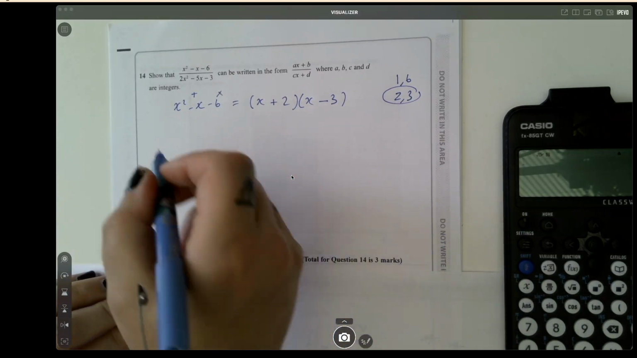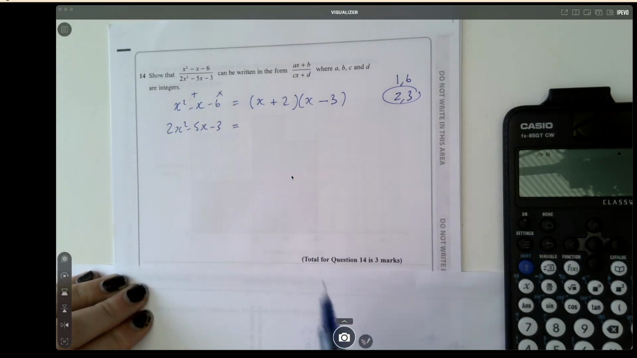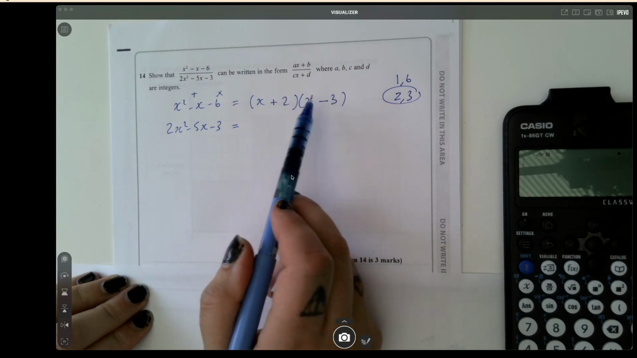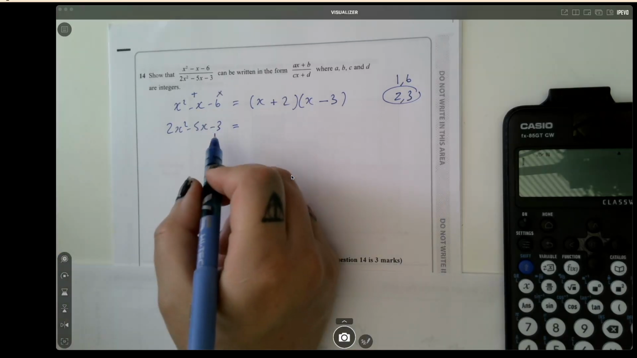So now I need to factorise the denominator. Now one of these brackets is going to match, so that's a helpful thing for me.